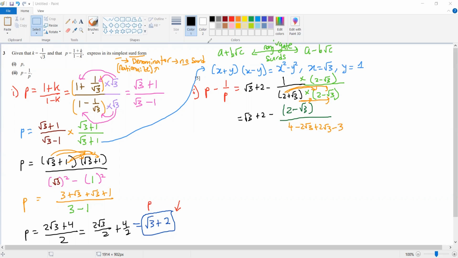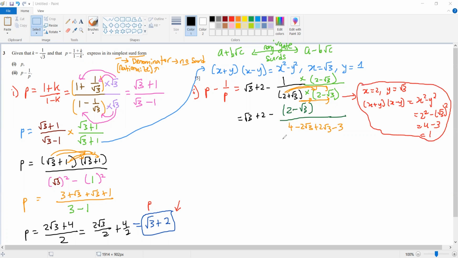Or you could have done it alternately, just scribbling at the side. Denominators like this normally use the difference of two squares to rationalize. Taking x this time as 2 and y as root 3: x plus y is 2 plus root 3, x minus y is 2 minus root 3, and their product is x squared minus y squared, which is 2 squared minus root 3 squared. So 4 minus 3, or just 1. Likewise, you can see this and cut: 4 minus 3 becomes 1.